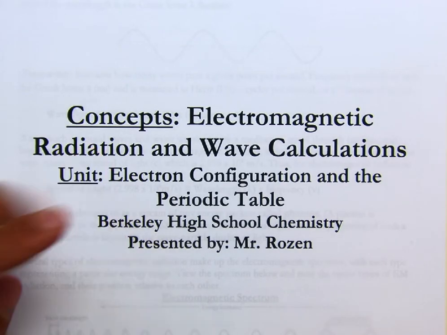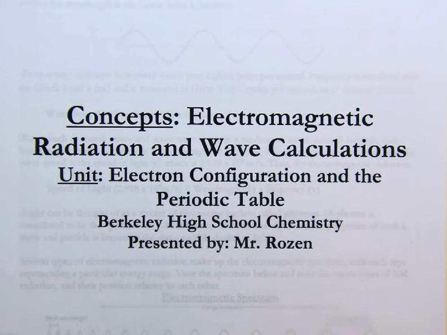Hope you're doing well. The topic of this video is electromagnetic radiation and wave calculations. So we're going to talk about what electromagnetic radiation is, the electromagnetic spectrum, the different sections of the electromagnetic spectrum. We're going to talk about concepts like wavelength, frequency, and wave speed. We'll do calculations with those. We'll also consider the energy of the photons.